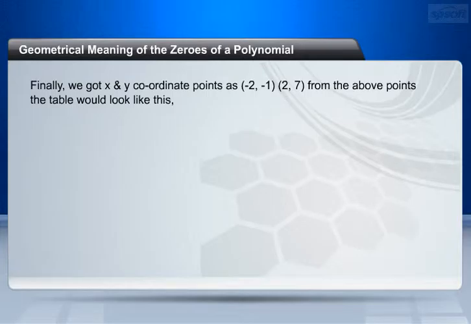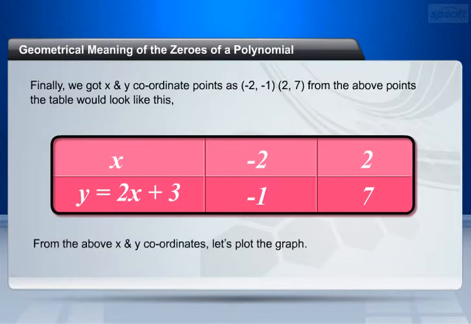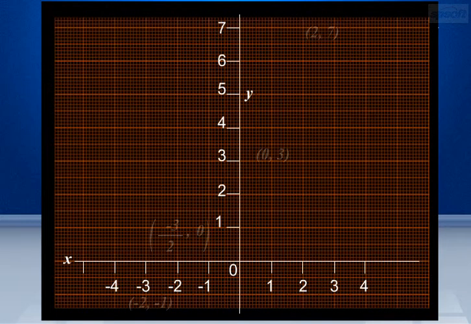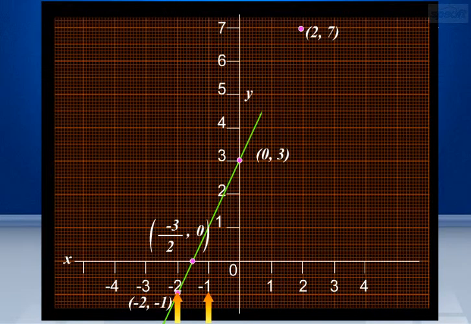From the above points, the table would look like this. From the above x and y coordinates, let's plot the graph. Here the arrows indicate that the line intersects the x-axis midway between x equals -1 and x equals -2. Finally, from the graph you can observe that y equals 2x plus 3 intersects the x-axis midway between x equals -1 and x equals -2, that is, at the point (-3 divided by 2, 0). By this we will know that this point is also the zero of the polynomial.